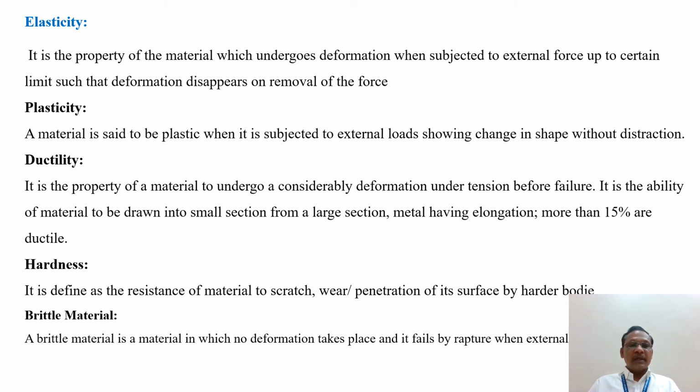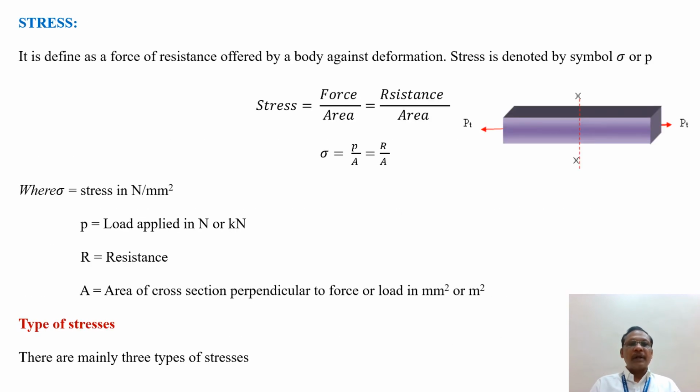Then hardness. It is defined as the resistance of the material to stretch, wear, and oblique penetration of its surface by harder bodies. Brittle material. A brittle material is a material in which no deformation takes place and it fails by rupture when external force is applied.